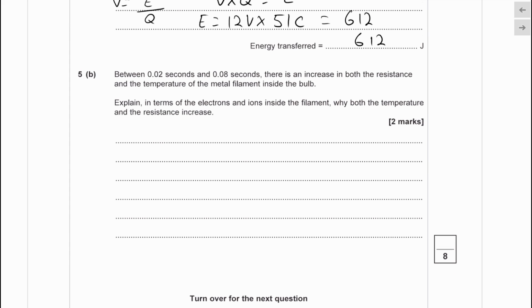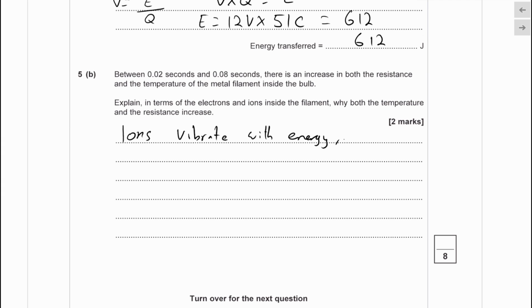All right, so 5b, it says between 0.02 and 0.08 seconds, there is an increase in both the resistance and the temperature of the metal filament inside the bulb. Explain in terms of electrons and ions inside the filament why both temperature and the resistance increase. All right, so first of all, we've got to think about the ions, okay? So the ions vibrate with more energy.